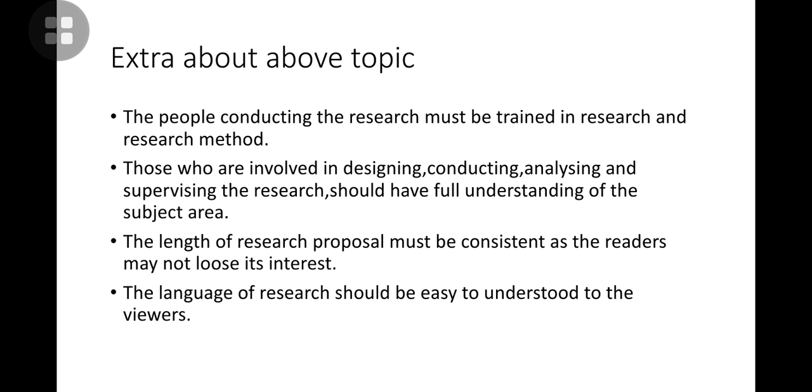The length of the research proposal must be consistent so that the reader may not lose interest. The language of the research should be easy for the viewers to understand. And if any research maintains the above mentioned criteria, that can be called a good research proposal.